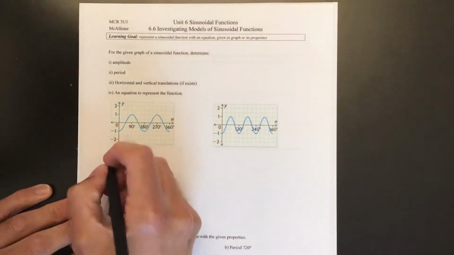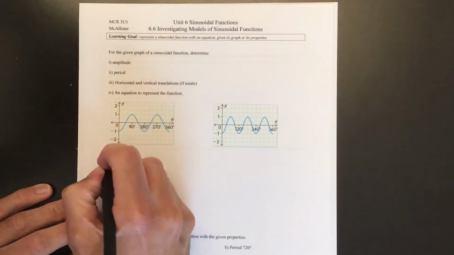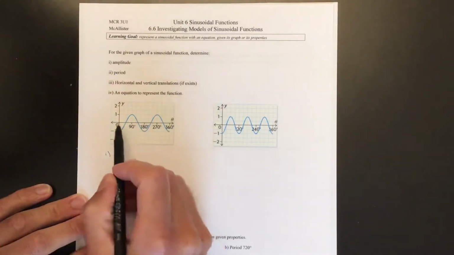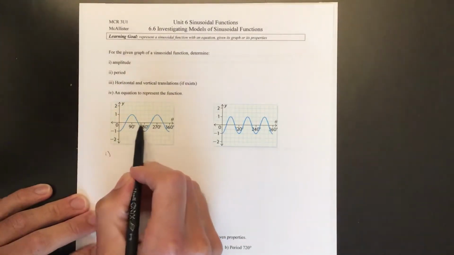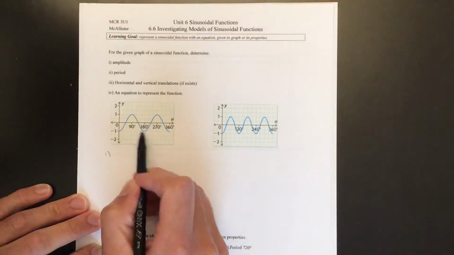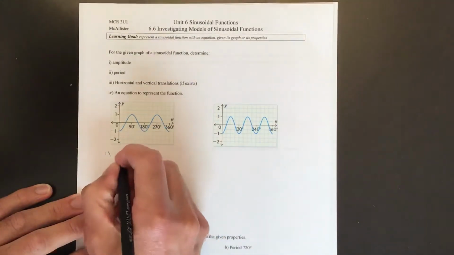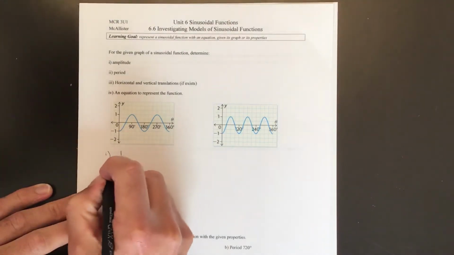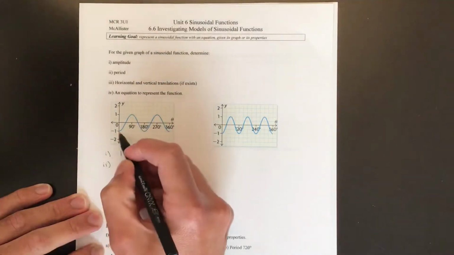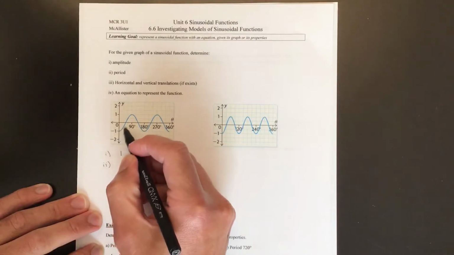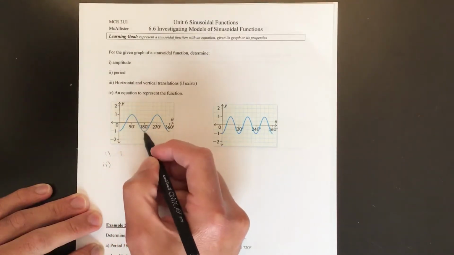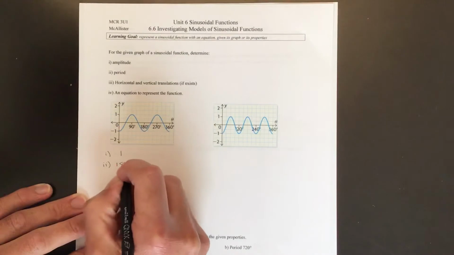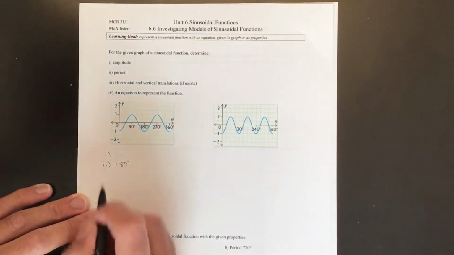So looking at the first one, we want to determine the amplitude. For part one, the amplitude, of course, is the distance from the middle of our graph to the maximum or minimum point. So the amplitude would be 1. The period: we start here at the y-axis, hit the maximum point, come back down to the minimum. The period would be 180 degrees.